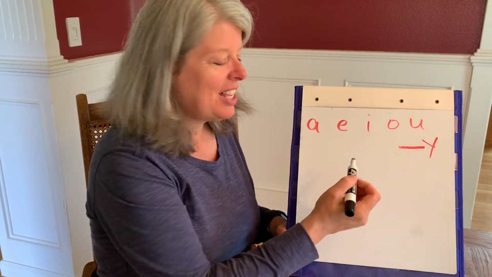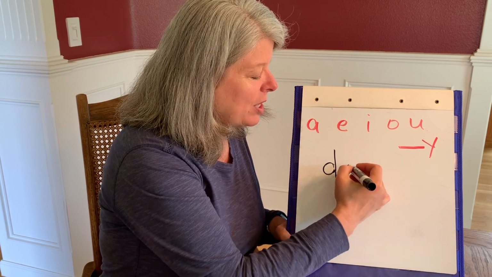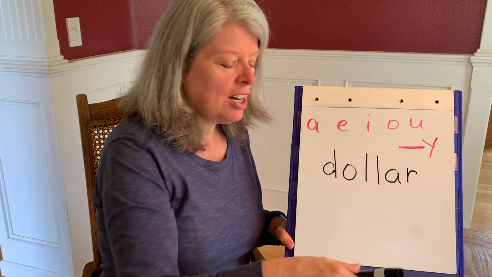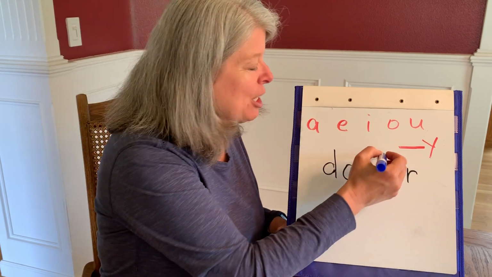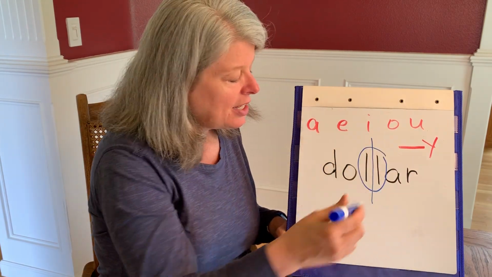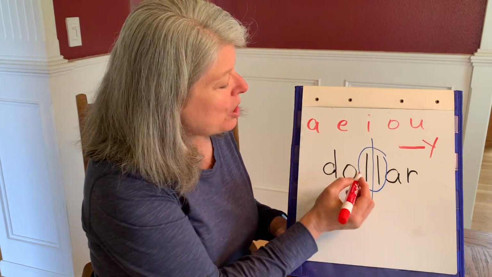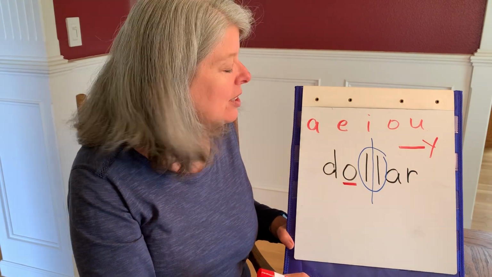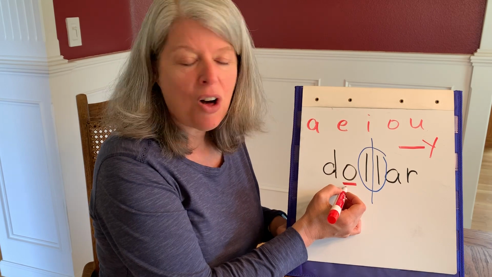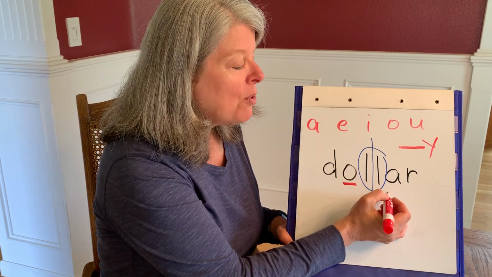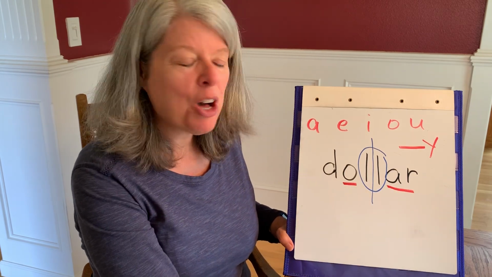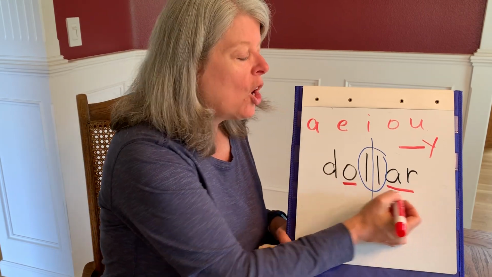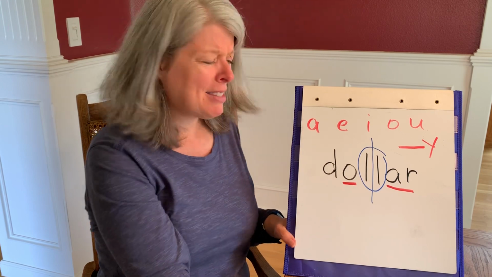All right, write these letters. D, O, L, L, A, R. What do we circle? The double consonants in the middle and divide. Let's underline our vowels. The first syllable, the vowel is O, and it's going to say aw. Consonant, vowel, consonant, it's going to say aw. And in our second syllable, we have the vowel AR. AR is another combination. It says R. Let's read our parts. Doll, lar, dollar. Oh, that doesn't make sense. Dollar?